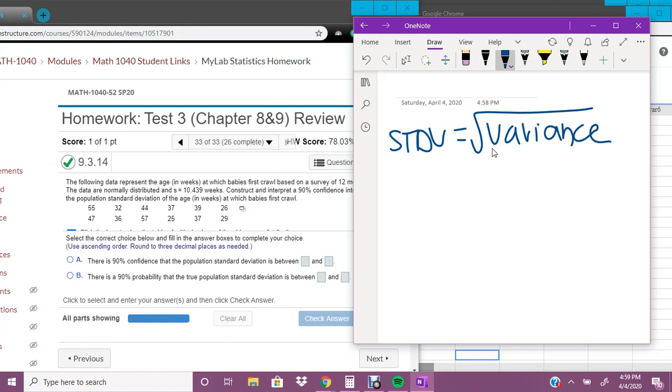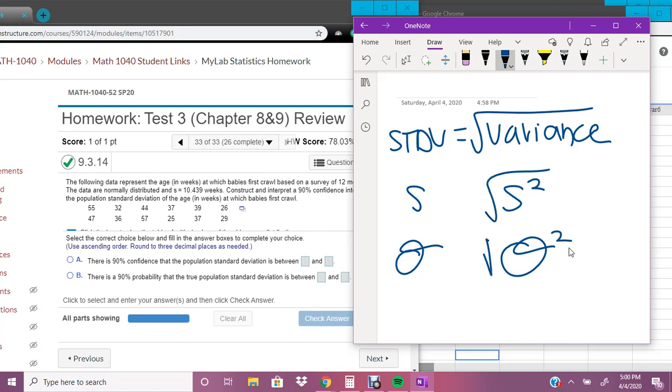And another keyword for that is standard deviation is depicted as S, and variance is sometimes depicted as S squared. Or if it's a population, then standard deviation is depicted as this Greek letter right here, and variance will be depicted as this Greek letter squared. So standard deviation squared is variance, and the square root of all these things equals each other.